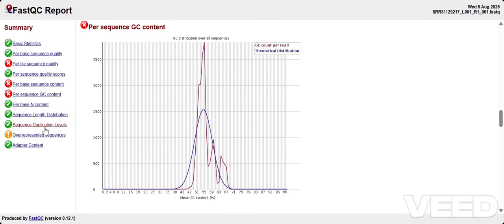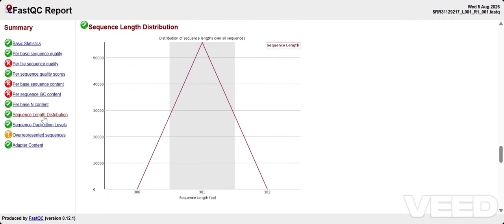Next, we have sequence length distribution. This graph tells us how long our sequencing reads are. In our dataset, the reads are concentrated around the expected read length, approximately 301 bases. This is useful because we want to know whether our reads have unexpected lengths. For example, if we expect reads of one particular length, but suddenly we see many very short sequences, that could indicate trimming, processing, or other issues. So this graph helps us confirm that the read length looks as expected.